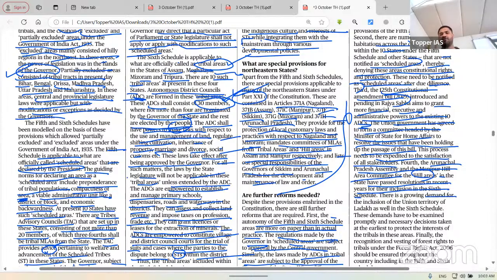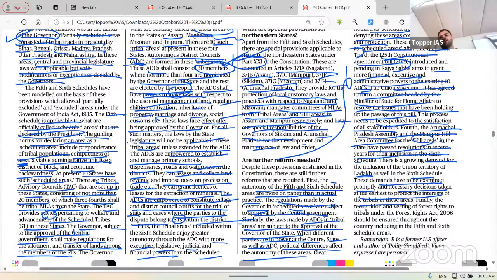There is a growing demand for the inclusion of the Union Territory of Ladakh also in the Sixth Schedule. So currently 1 Union Territory, Ladakh, and 2 states, Arunachal Pradesh and Manipur, are demanding the Sixth Schedule. These demands have to be examined promptly and necessary decisions taken at the earliest to protect the interest of tribals in these areas.